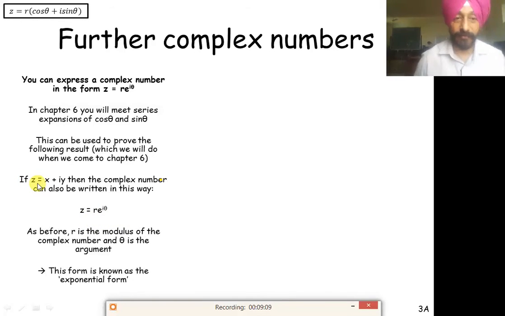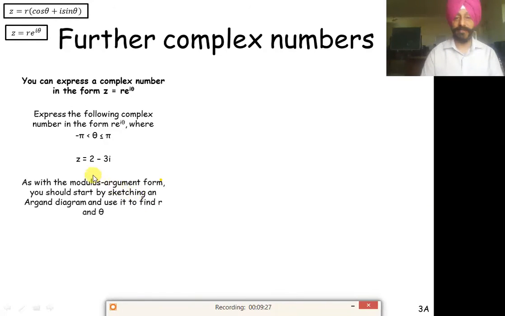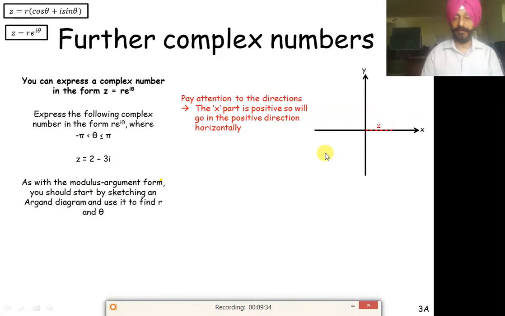If z = x + iy, then the complex number can also be written in the form z = r e^(iθ). So this complex number is also written in the form r e^(iθ). How do we do this? z = 2 - 3i. Again, from the geometry of this number, x is equal to 2 and y is equal to -3.